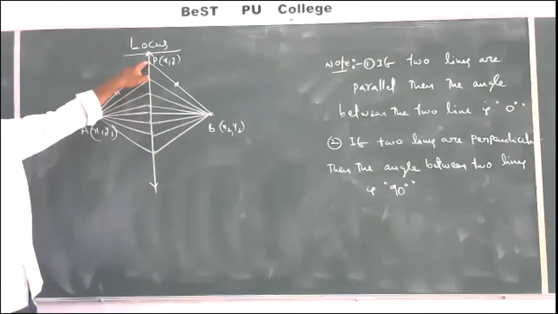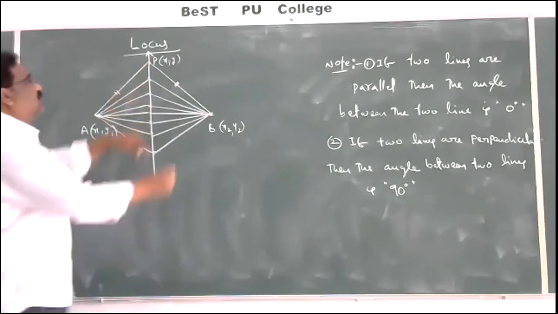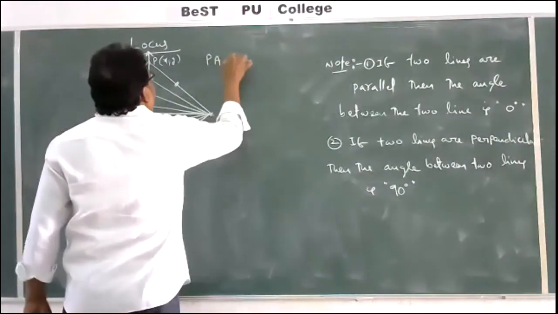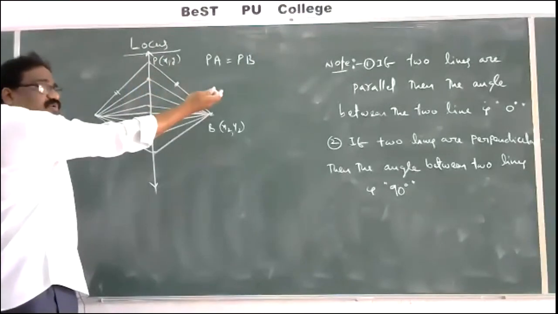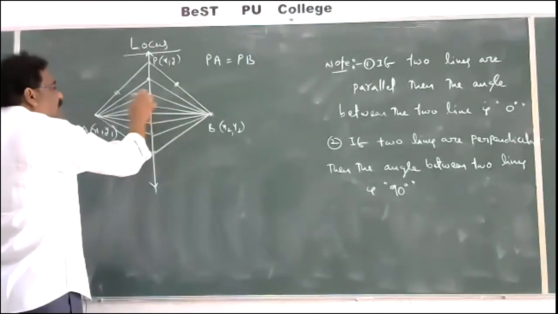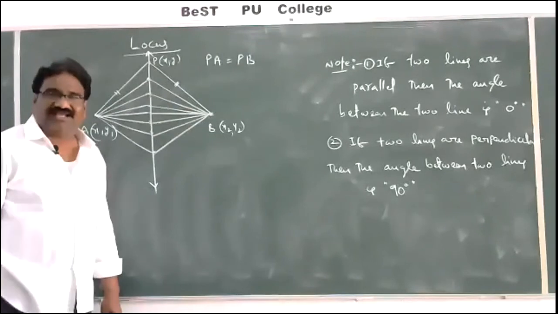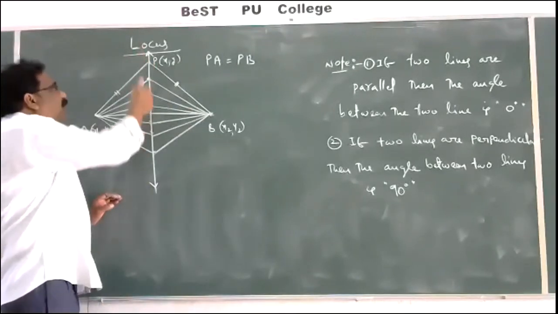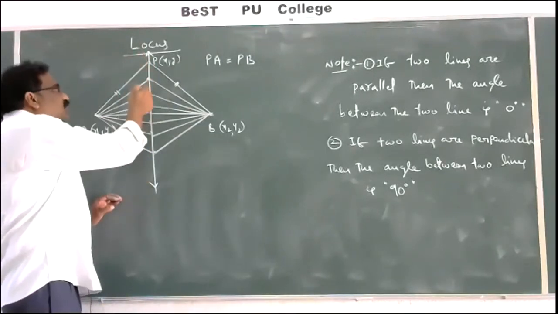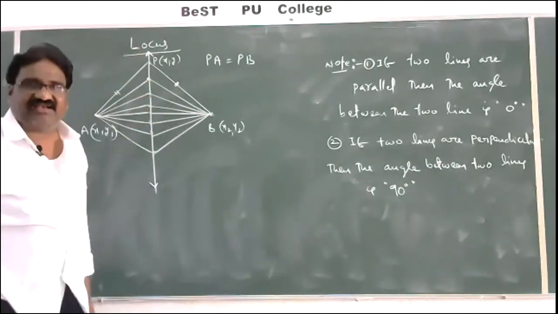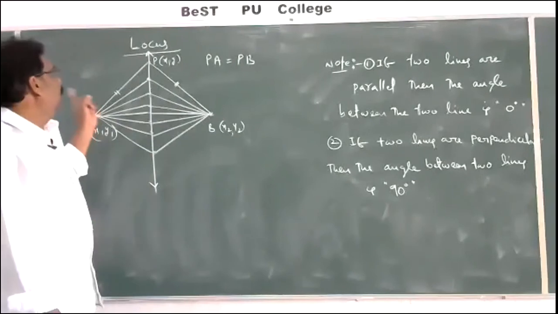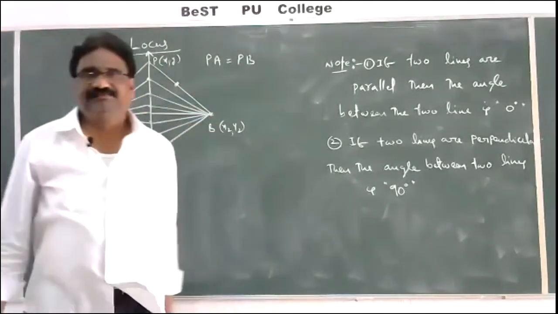If P is here, then PA is equal to PB. P is here also, PA is equal to PB. Like that, the set of these points, this point is moving like this. The set of these points is a straight line. This straight line is called the locus of P.